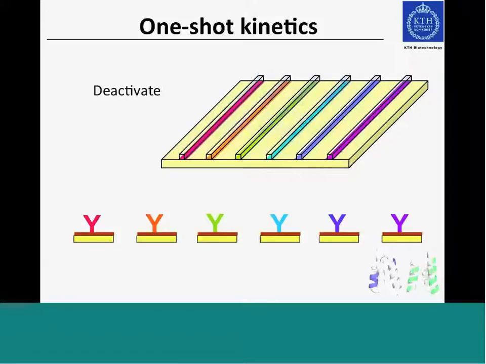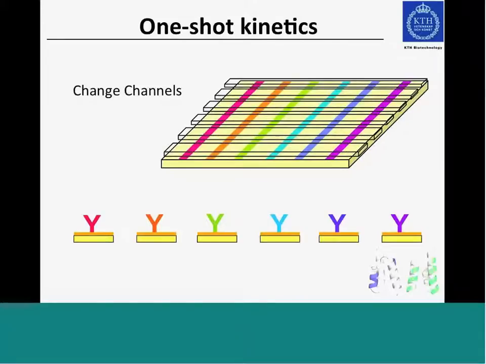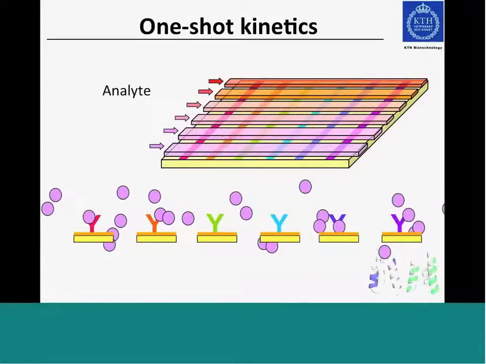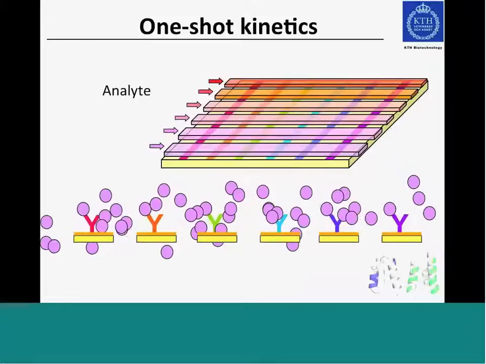And then deactivated to cap the spots that weren't coupled with the ligand. So now we prepare the surface containing 6 different ligands. And by changing channels and rotating this NCM, you can now inject an analyte and in real time follow the binding of this analyte to all the 6 ligands. So this could be 6 different analytes, or it could be 6 concentrations of the same analyte. There's a lot of flexibility.